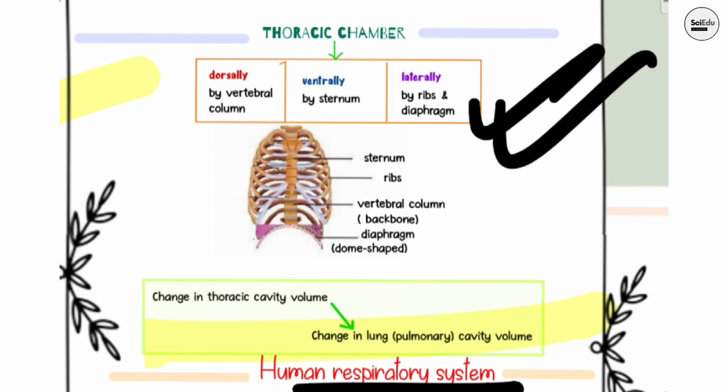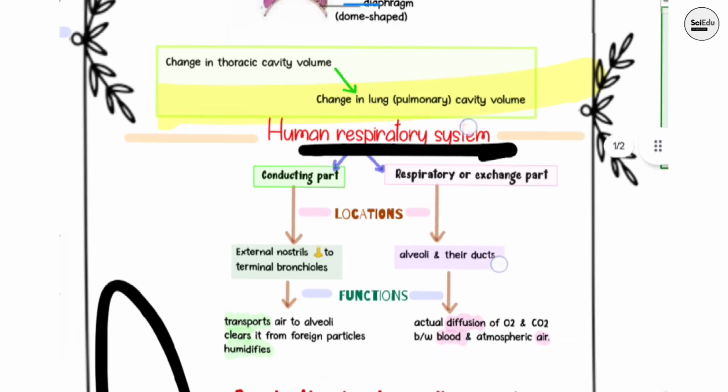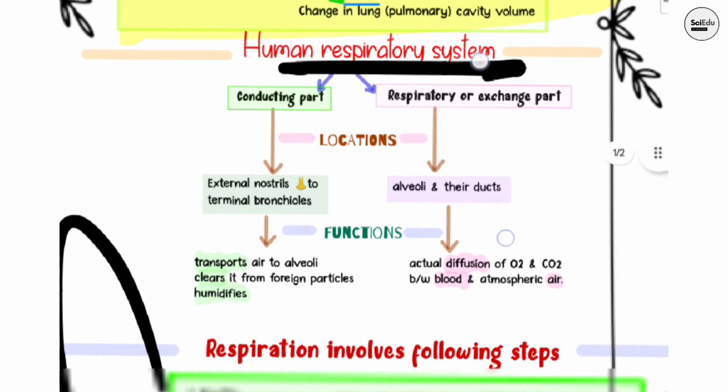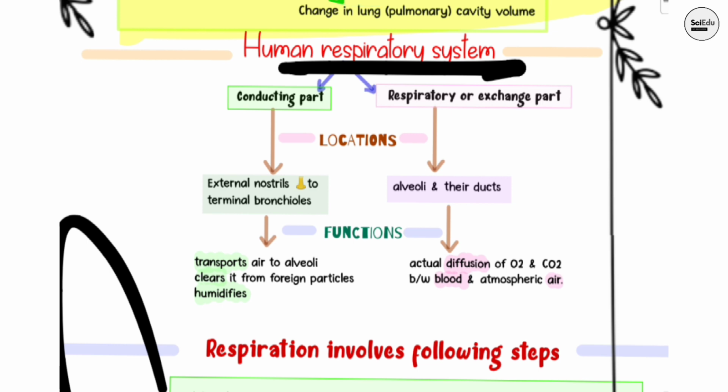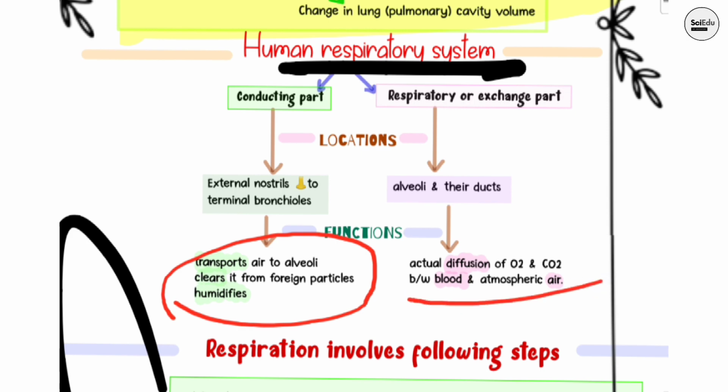The part starting with the external nostrils up to the terminal bronchioles constitute the conducting part, whereas the alveoli and their ducts form the respiratory or exchange part of the respiratory system. The conducting part transports the atmospheric air to the alveoli, clears it from foreign particles, humidifies and also brings the air to body temperature. Exchange part is the site of actual diffusion of O2 and CO2 between blood and atmospheric air.